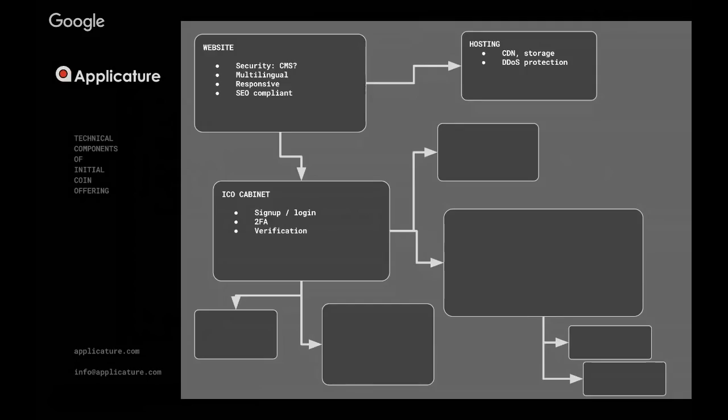ICO cabinet provides the functionality for documents verification. So that's where you would, as a contributor, provide your passport or ID, your utility bill, or any other document proving your residence, etc. And as an administrator of the ICO, you would be able to receive those documents and either manually review them, or there would be the actual integration with a third-party provider for automated approval.